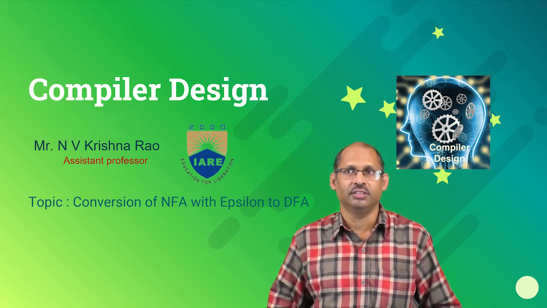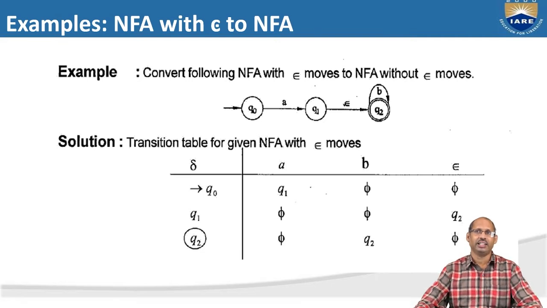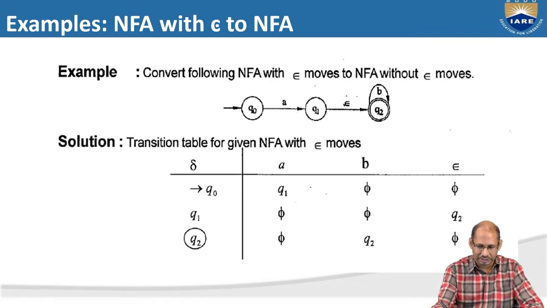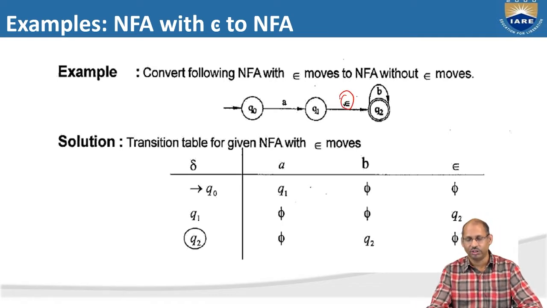Right? So, here, we are considering an example, which is an NFA with epsilon. Now, we have to convert this to an NFA without epsilon. Here, this is an epsilon transition. We have to convert this NFA with epsilon to NFA. The first step in this conversion is to find the epsilon closure of the states.